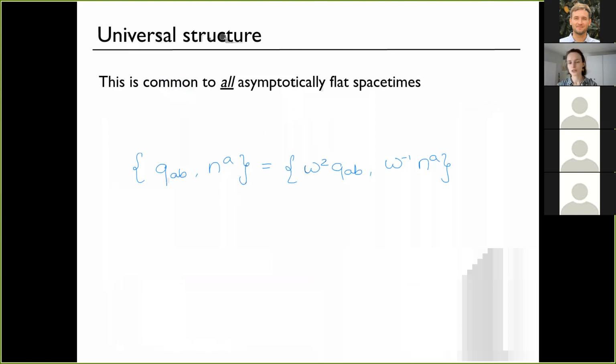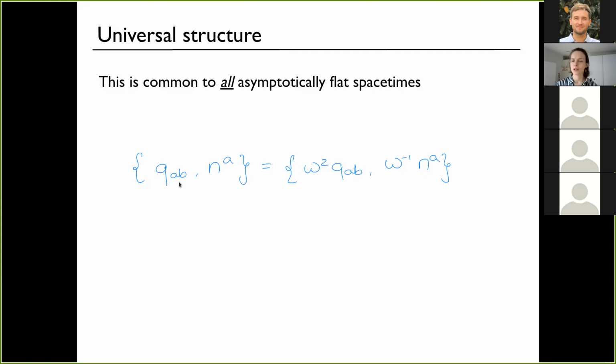So this tells us that absolutely any member of this class of asymptotically flat spacetimes will have the same Q and N as that of Minkowski spacetime, right? So whether you have Kerr or something else, they all will have the same structure for Q and N as flat spacetime.